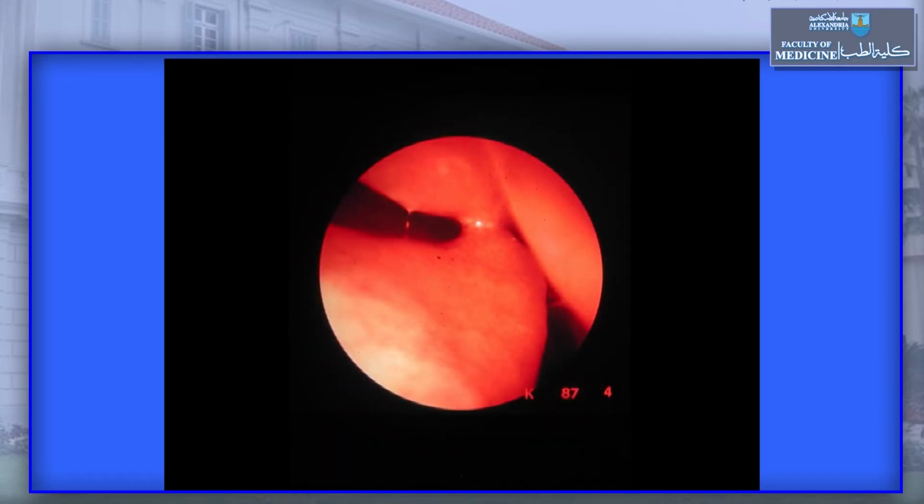During the examination, we can see some of the predisposing factors, such as here we can see a deviated septum impinging on the middle turbinate and the entrance to the left middle meatus.